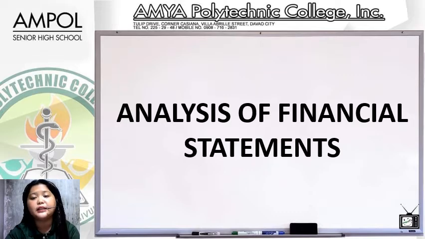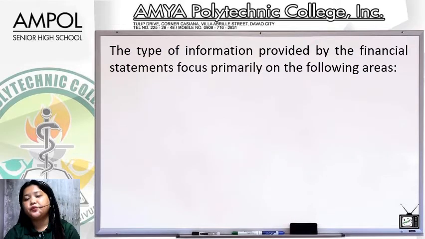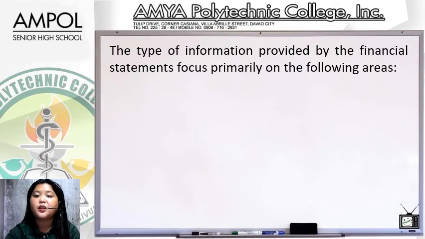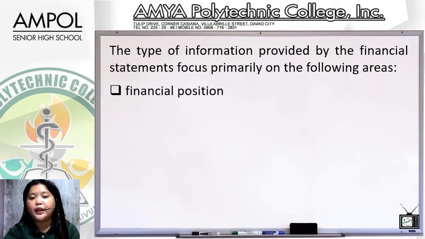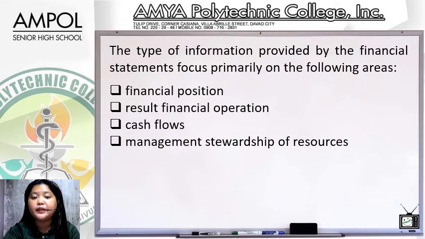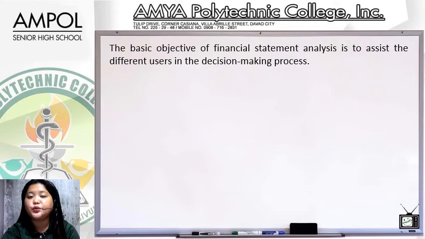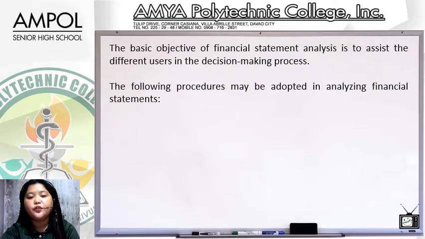So what is the analysis of financial statements? The type of information provided by the financial statements focuses primarily on the following areas: the financial position, results of financial operations, cash flows, and of course the management stewardship of resources. And the basic objective of financial statement analysis is to assist the different users in the decision-making process.